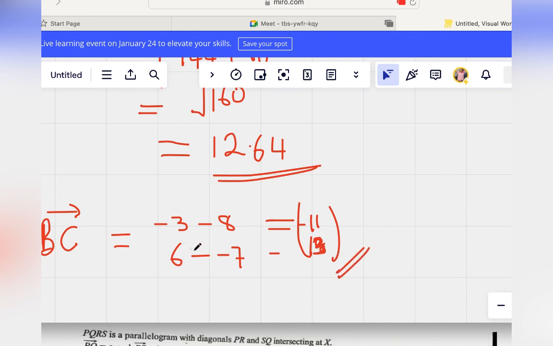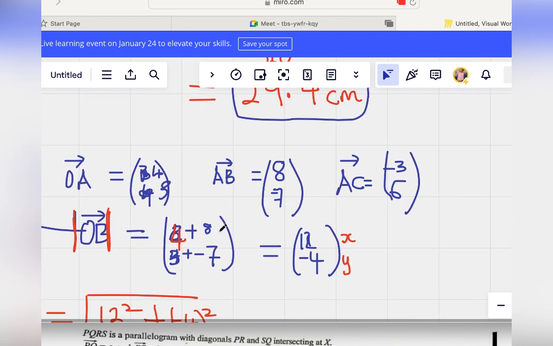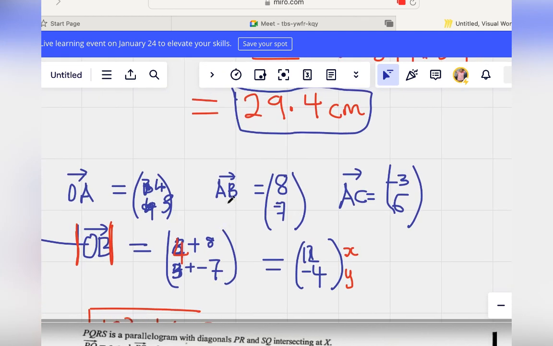Why did we subtract? The first one we added. Right? The first one we added the vectors together. But this one we subtracted the vector. Why? The reason is that here you are looking for B. This one, look at B here. The second one. The end of the line. And C. And the end of this line. So you have to subtract to find this one.